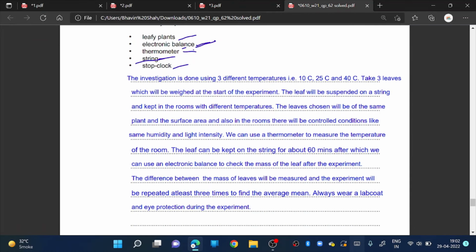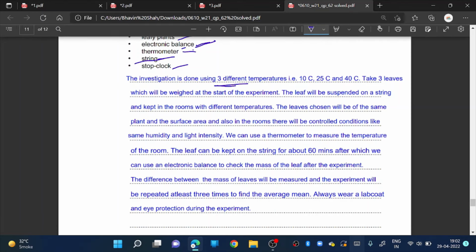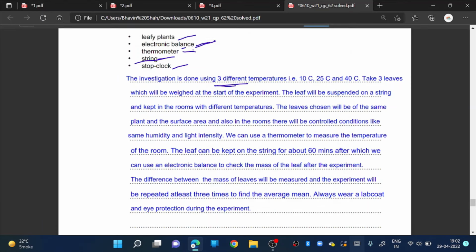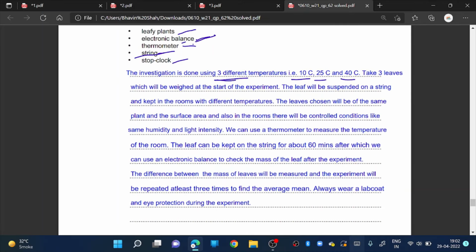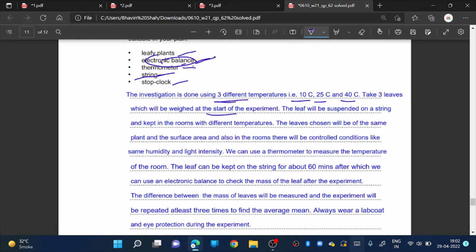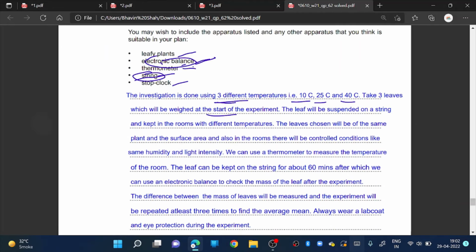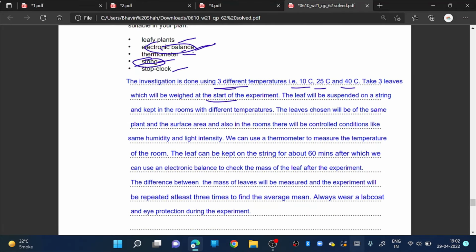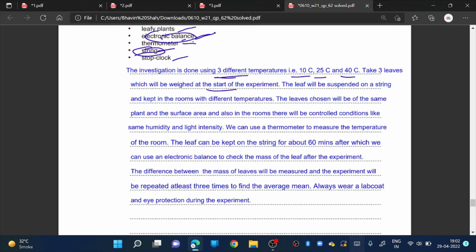So this is how I have written this experiment. The investigation is done using three different temperatures, that is 10 degrees Celsius, 25 degrees Celsius, and 40 degrees Celsius. Take three leaves which are weighed at the start of the experiment. So I'm using my electric balance. The leaf is then suspended on a string. So I am using the string which is kept in rooms with different temperatures. The leaves chosen will be of the same plant and the same surface area. These become your constant variable.